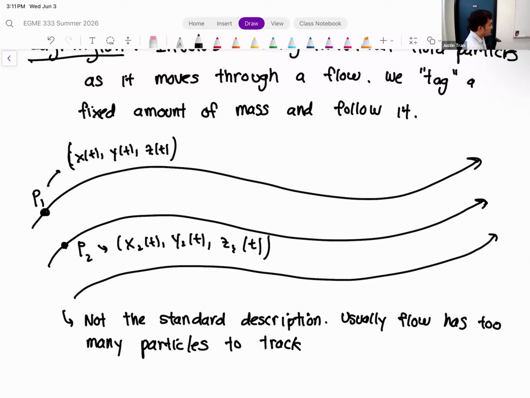Okay. And especially if there's any kind of complexity in the flow where the particles can go in lots of different directions. Let's say you have some turbulence involved in the flow, so there's some chaotic motion. The Lagrangian description just is not practical in those cases. Okay. So the standard way to describe fluid flow takes on the Eulerian approach.